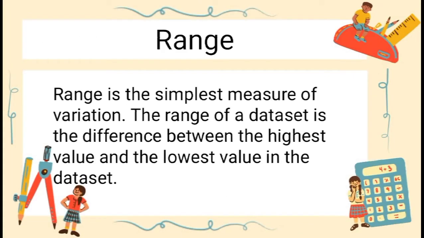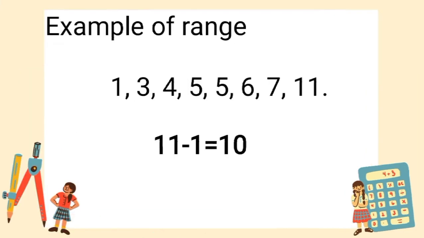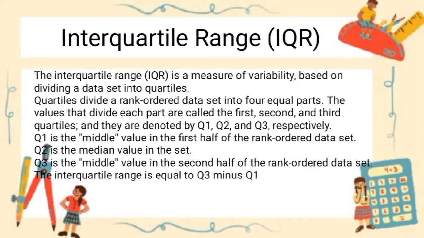Range is the simplest measure of variation. The range of a set is the difference between the highest value and the lowest value in the dataset. Example of range: 1, 3, 4, 5, 5, 6, 7, 11. 11 is the highest value and 1 is the lowest value. 11 minus 1 equals 10. 10 is the range.